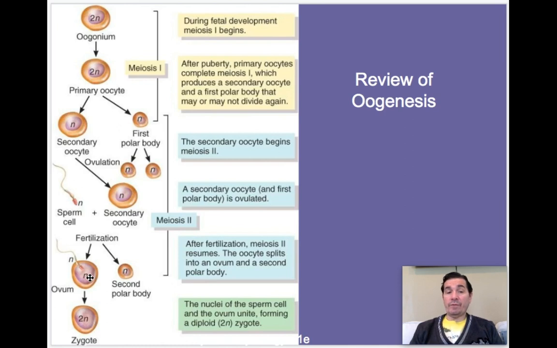And the ovum, once the egg is fertilized with the sperm cell, will now go from a haploid to a diploid number. It will then become a zygote, and that zygote will then undergo normal mitosis to develop into different stages of the development of that new individual.